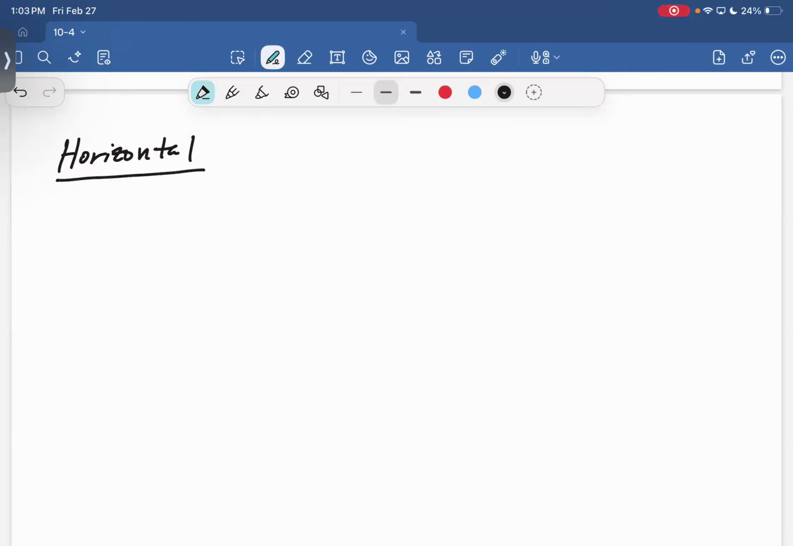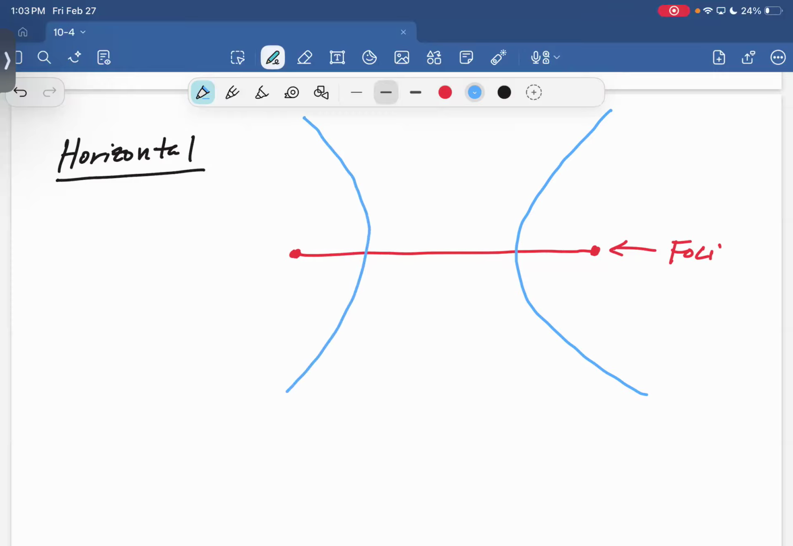So what does a horizontal hyperbola look like? For a horizontal hyperbola, the line that connects the foci must be horizontal. It's what we call the axis of the hyperbola. So if these are the foci, then the two branches of the hyperbola always open towards the foci, just like a parabola. And these are going to be the vertices. So the red dots are the foci, and this is the vertex. Vertices here.